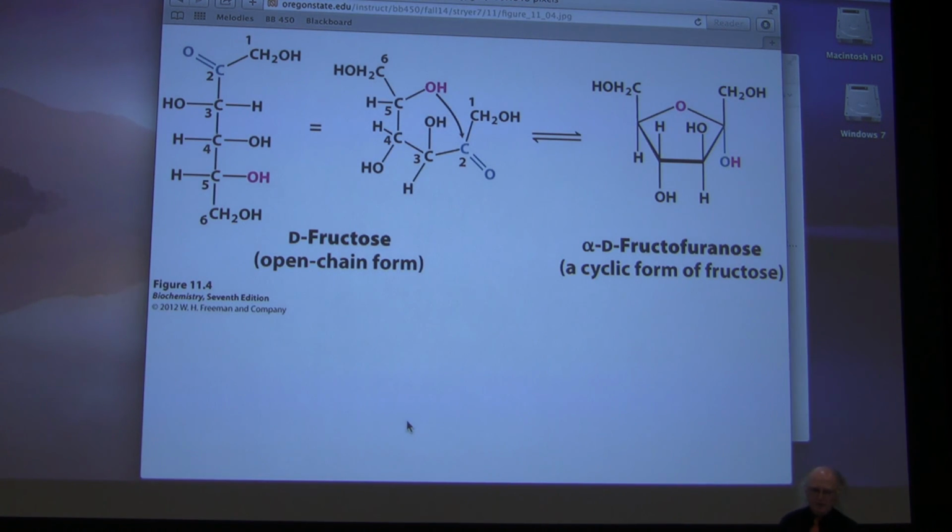This shows how fructose forms what commonly, the most common structure it forms is the 5-membered ring. So for fructose and for ribose, they both commonly form 5-member rings. You should know the 5-member ring structure of those two.